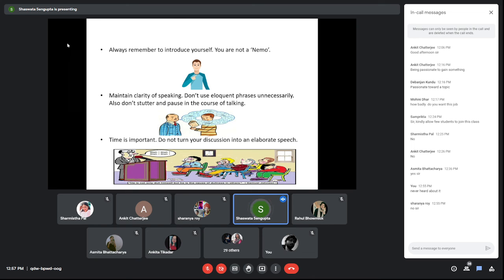Do not turn it into a big bhasan which is very, very boring. Keep it as short as possible, because nobody likes long and boring lectures. Try to keep it interesting and brief. That's the takeaway.